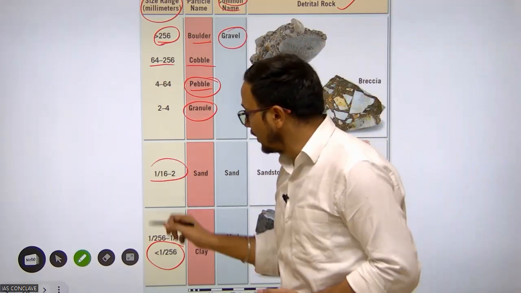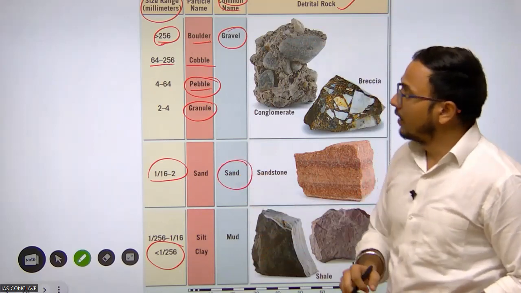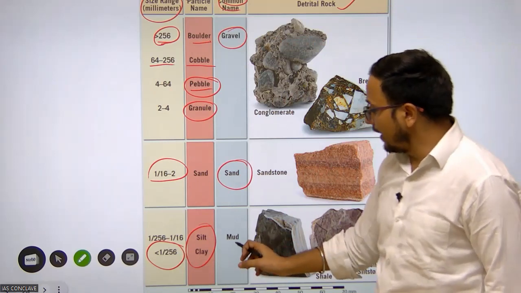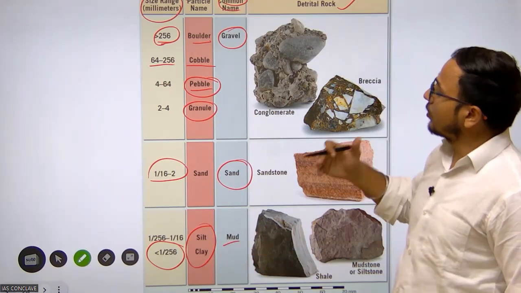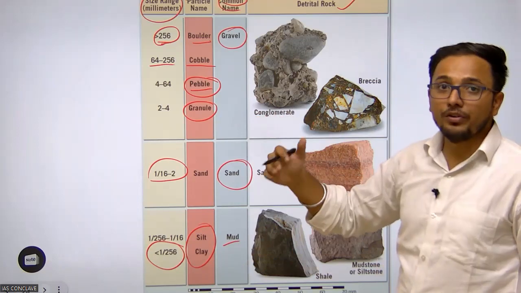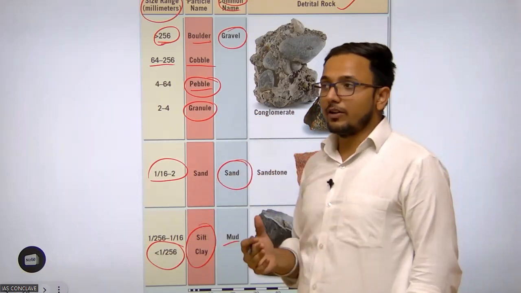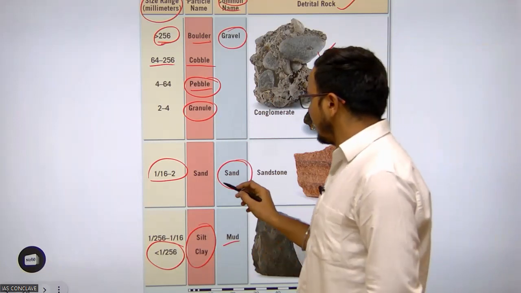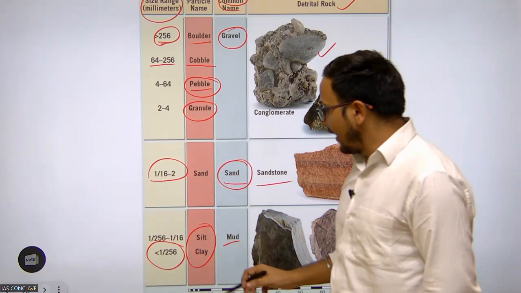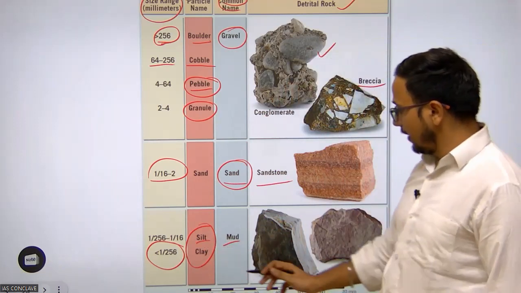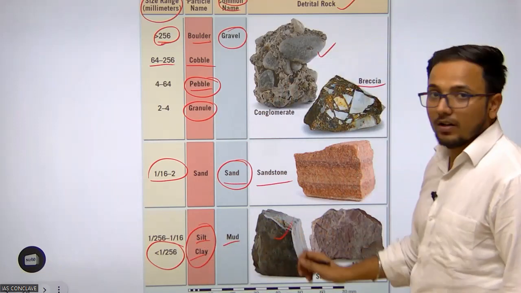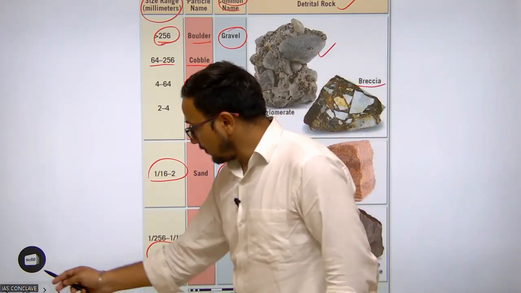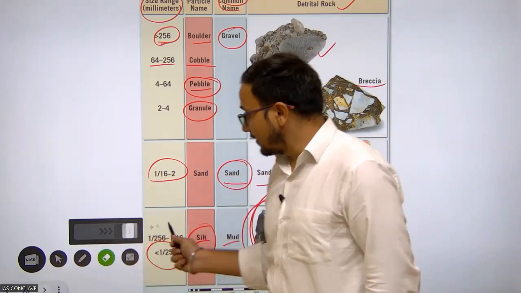Then 1/16 to 2 millimeters, we call them sand. Okay, sand size particles, and in the bottom, silt and clay size particles. So according to the particle size, they form different types of detrital sedimentary rock. Like the gravel size particles form the conglomerate and breccia. Sand size particles form the sandstones, silt size particles form the siltstone, and clay size particles form the shale. This is going to be very important for us in future. Shale, we will look at the shale in detail.